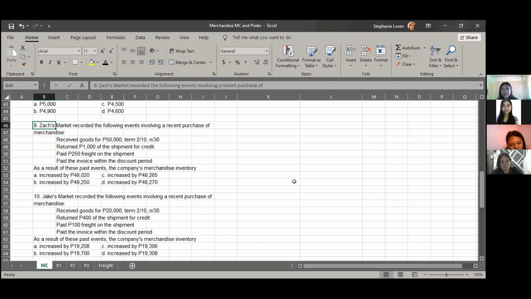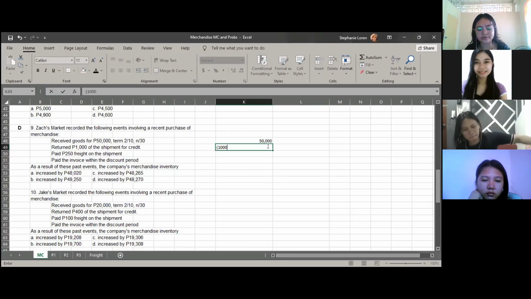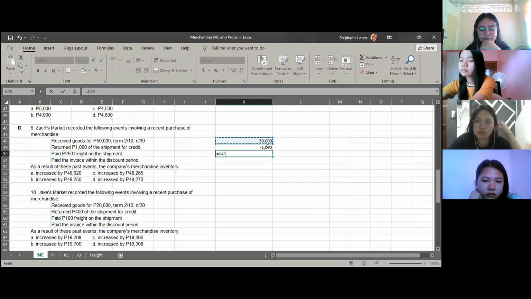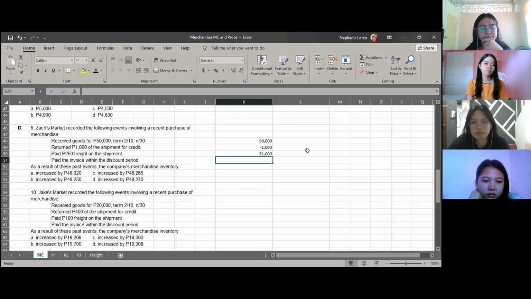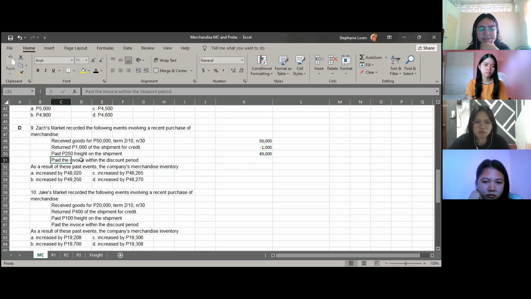Eli said letter D and David said letter E. So the correct answer is letter D. So paano na-compute yan? So 50,000, nag-purchase siya ng 50,000, less return na 1,000, and then nagbayad siya within the discount period. So, nag-purchase ka ng 50,000 and then nag-return ka ng 1,000 and then nabayaran mo siya within the discount period. So, 50,000 less 1,000. Okay. Less pala yung ginamit. So, 50,000 less 1,000 is 49,000. And then, nagbayad siya within the discount period, di ba?